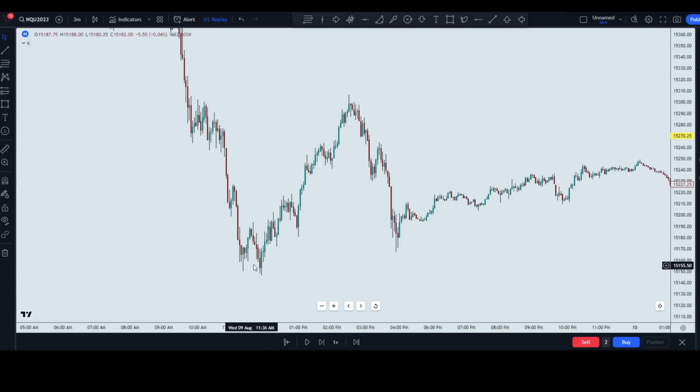All right, this day is August the 9th. You had a big move down all morning to fill a gap. The gap has been filled. Now there's a big fair value gap here.